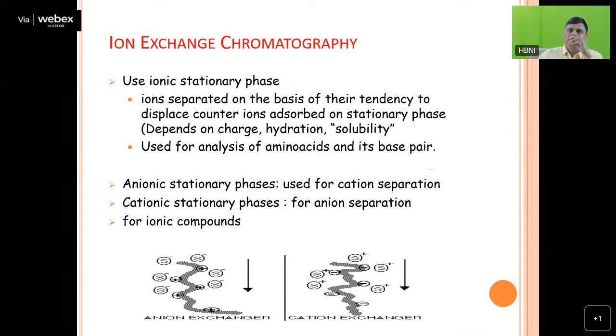Then ion exchange chromatography uses an ionic stationary phase. Ions are separated on the basis of their tendency to displace counter ions and adsorb on the stationary phase, depending on charge, hydration, and solubility. It is used for the analysis of amino acids and base pairs. An anionic stationary phase is used for cation separation, and a cationic stationary phase is used for anionic separation, for ionic compounds only. One example is shown for ion exchange, and another for cation exchange.